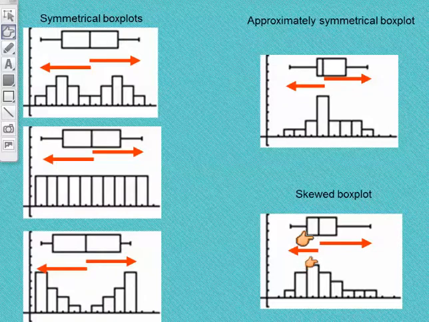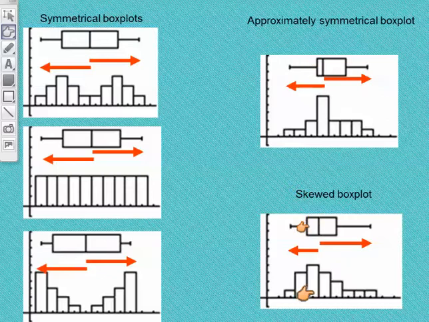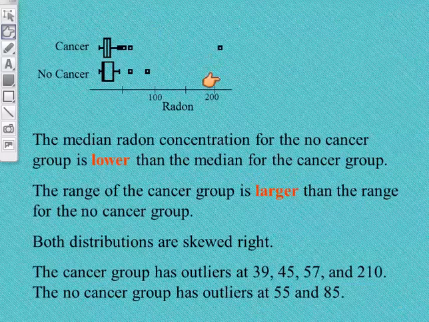Same sort of thing on this one. It's smaller on this side than on this side. That means it's skewed to the left this way. Okay? That's what they're talking about with box plots. It's easy to see that with a box plot, not as easy to see it sometimes in histograms. That's why we use the box plots to get this information.